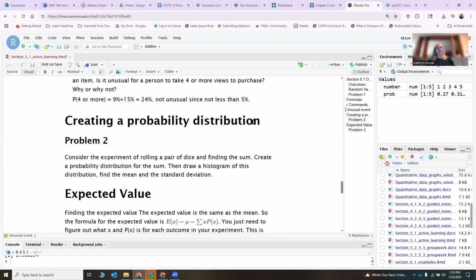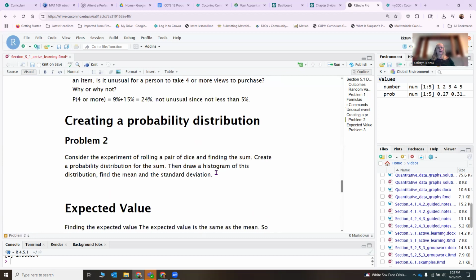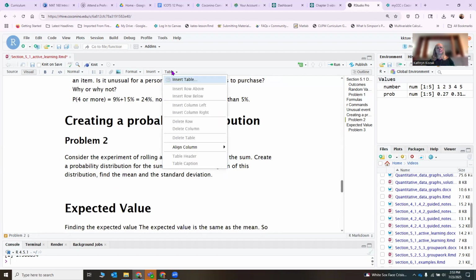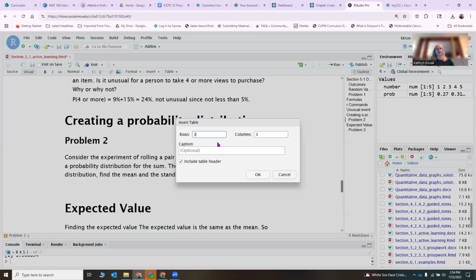Let's say I want to create a probability distribution. Consider the experiment of rolling a pair of dice and finding the sum. Create a probability distribution of that, then draw the picture of that. So again, I'm going to kind of create a table. If I think about dice, there are certain sums I can get. I can get 2, 3, 4, 5, 6, 7, 8, 9, 10, 11, and 12. Can't get a 1. Can't get more than a 12. So I'll probably do 12 rows, but I only really need one column.